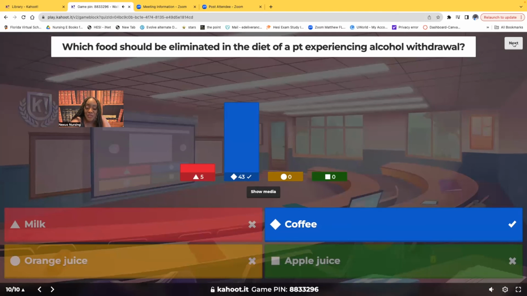Good. Most of you guys got it correct. Coffee. Remember, patients going through withdrawal, CNS is increased. Guess what? Coffee is a stimulant. So do you think that would be a good idea to give the person coffee? Absolutely not. So we would avoid that.